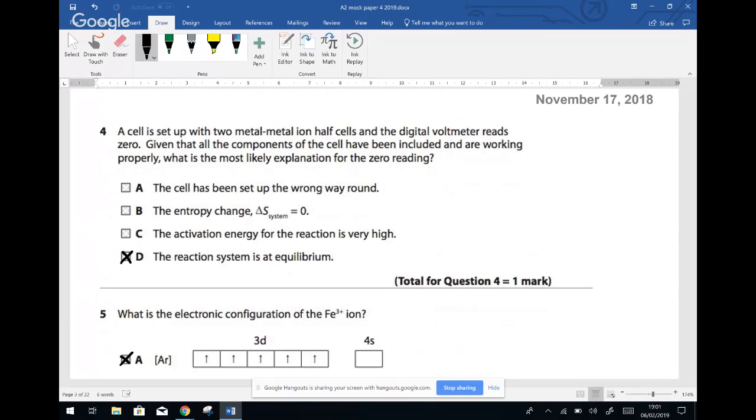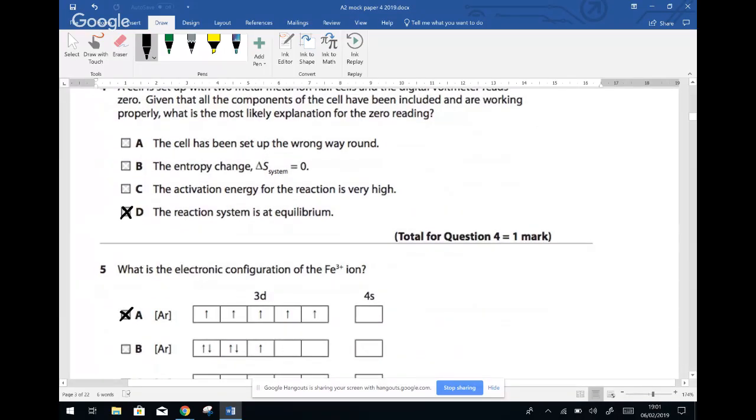The entropy of the system is 0. Now that's an interesting question, because if the entropy of the system equals 0, then the reaction itself should not be feasible, because it should be negative.